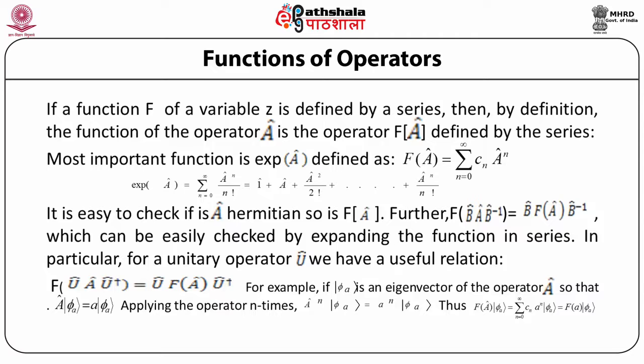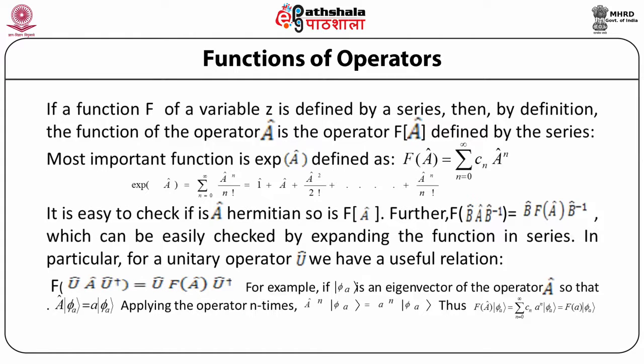The most important function defined in such a manner by the series is the exponential function, where the exponential of operator A is defined as the summation over n going from 0 to infinity of operator A to the power n upon n factorial, and this is equal to operator 1 plus operator A plus operator A square by 2 factorial plus so on plus operator A to the power n upon n factorial. It is also easy to check if operator A is Hermitian or not.